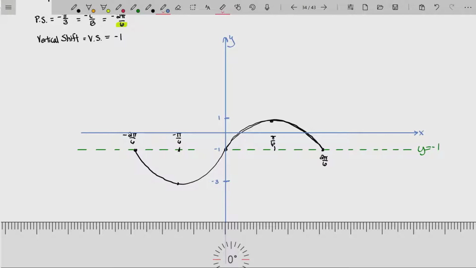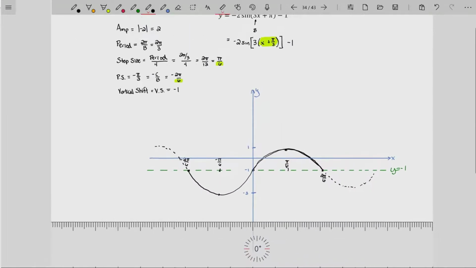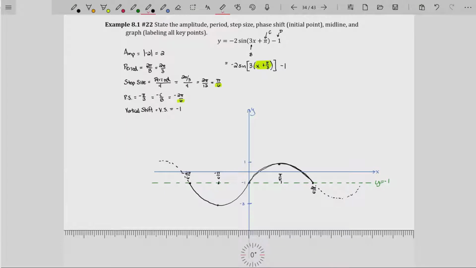Now, if your instructor wants this extended out, you could just do something like this. Or if they say graph this between these two values, whatever the values are, I think that's kind of a cruel question, but if they did, you can extend this out to those values. All right, so that is a full graph. That's what you can expect on a trig exam for graphing sines and cosines.